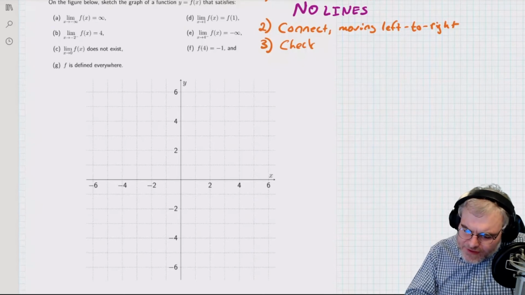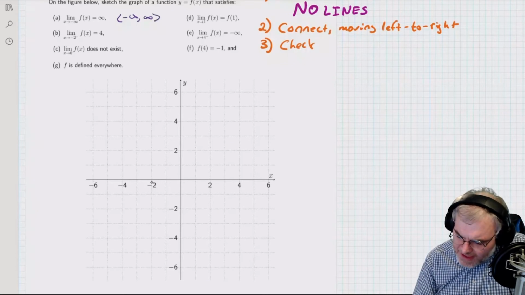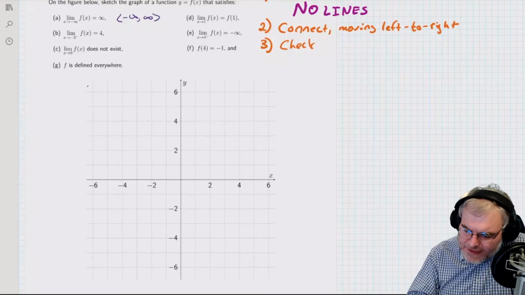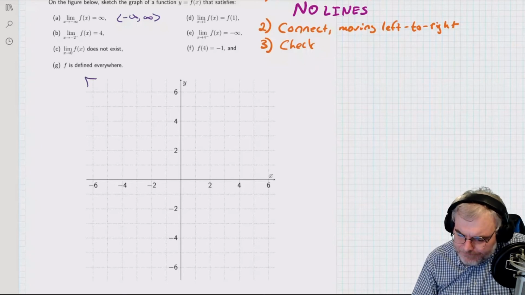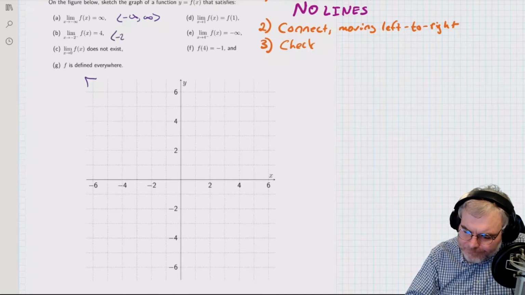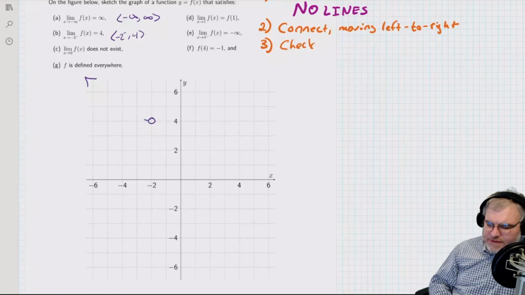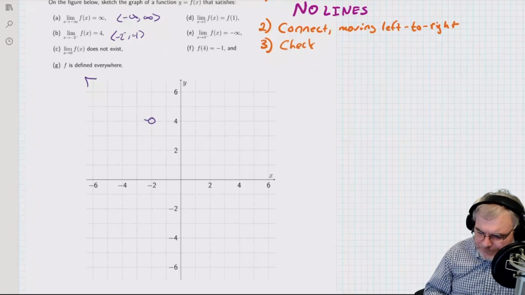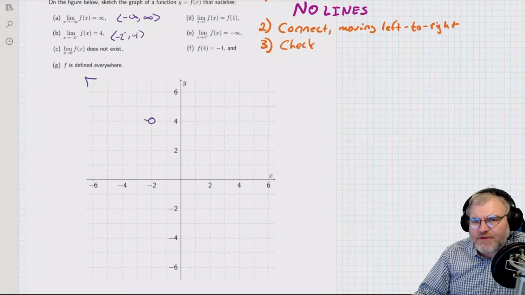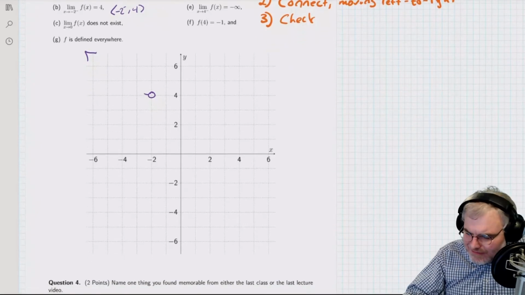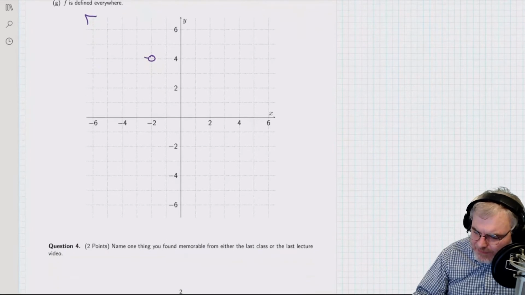So the first thing I'm going to do is put negative infinity, infinity on this graph. As I go to negative infinity in the x space, I go to infinity in the y space. That gets a little arrow there. Negative 2 left, 4. A little tail, just to note which way I'm going. The limit as x goes to 0 of f of x doesn't exist. So I'm going to come down here and write no limit.